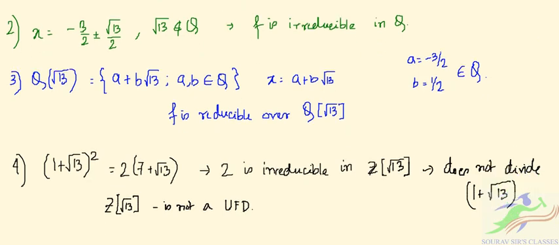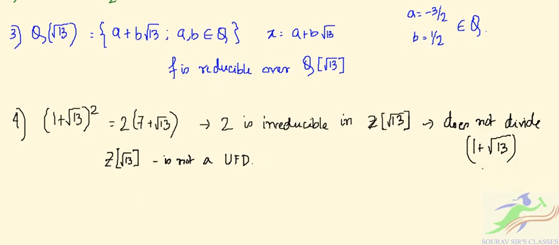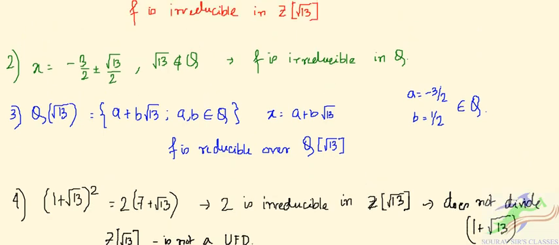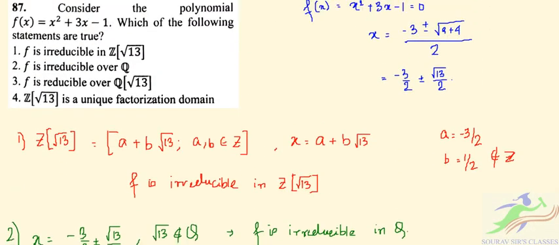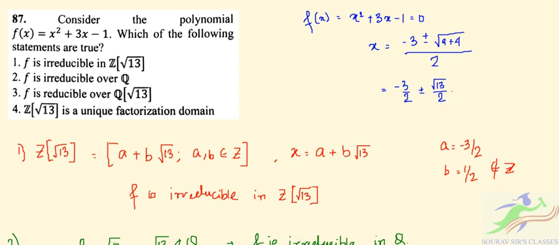We can also do it in this manner: minus 12 is equal to minus 4 into 3. If I do this, we can write it in this manner: 1 minus root 13 multiplied by 1 plus root 13, right? So it is not a unique factorization domain, Z of root 13. So option 4 is incorrect in our case, it is not a correct option. So options 1 to 3, these three are the correct options.